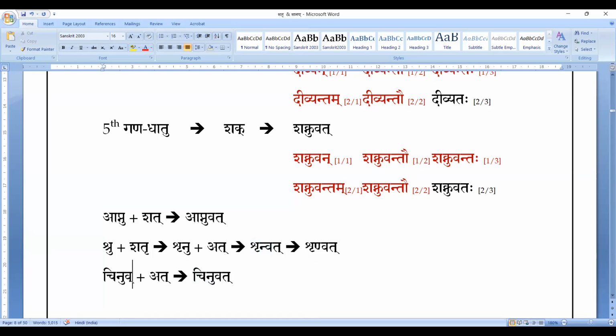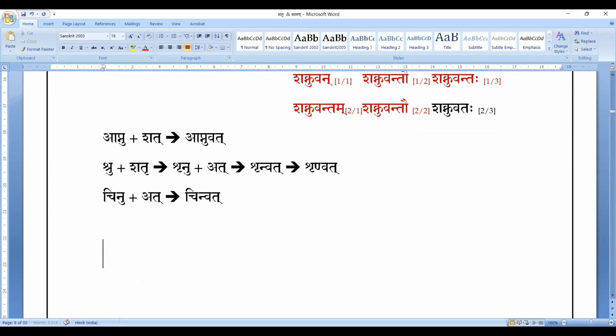Similarly here also, it is Chinu plus Atu. So here also, Chinvat it will be, not Chinuvat. Okay, please notice, this is different. Now, in fact, this is what I wanted to point out, but I missed this a bit. Now you can see the difference between these two. I'm just showing it here.